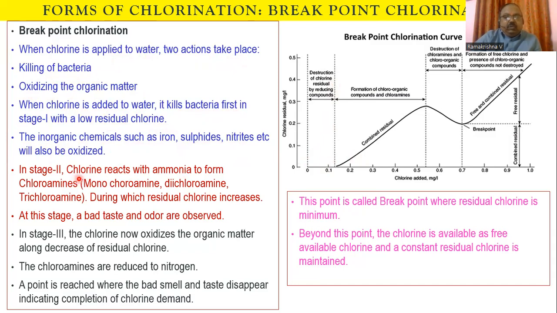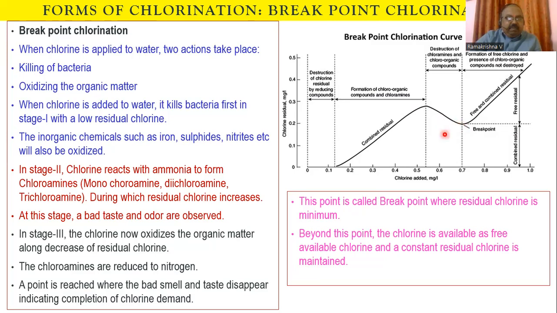In stage 2, here chlorine reacts with ammonia to form chloramines, monochloramine, dichloramine, trichloramine, during which residual chlorine increases. So this is, you see, residual chlorine on the y-axis and the amount of chlorine added on the x-axis. You can see here, residual chlorine slowly increases and reaches a point. Now this is the stage where organic compounds or impurities are there, but they will be oxidized to corresponding chlorides. That shows the decrease of residual chlorine.